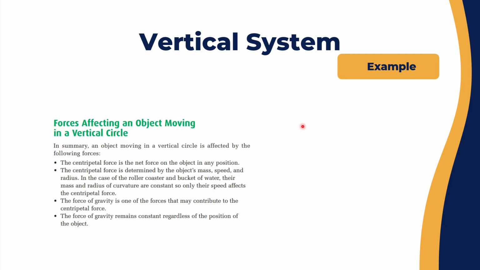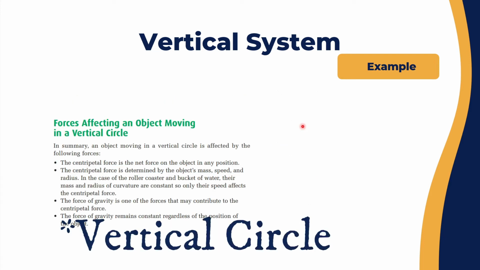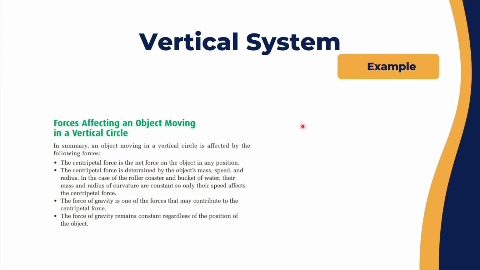Now, if we want to summarize the forces affecting an object moving in a vertical circle, firstly, the centripetal force is the net force on the object in any position. Centripetal force is determined by the object's mass, speed, and radius. In the case of the roller coaster and bucket of water, their mass and radius of curvature are constant, so only their speed affects the centripetal force. Force of gravity is one of the forces that may contribute to the centripetal force depending on the curvature and location of the object. Force of gravity remains constant regardless of the position of the object.